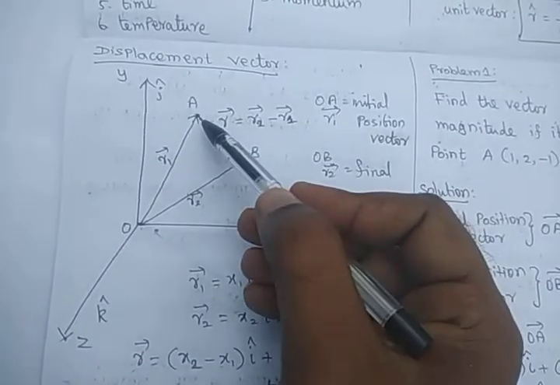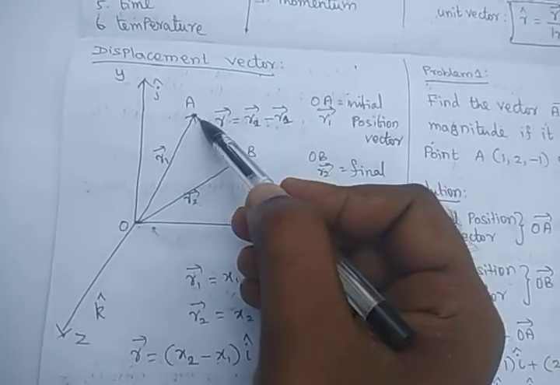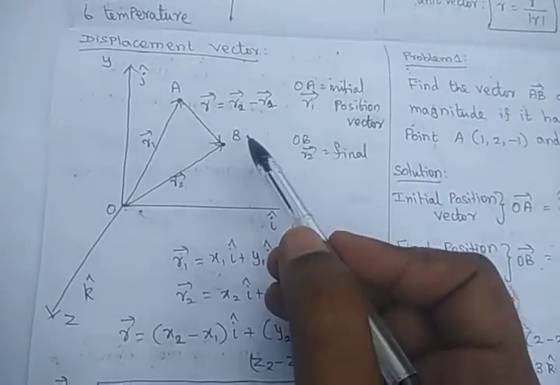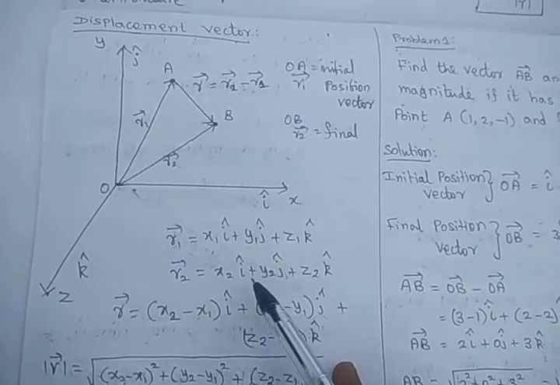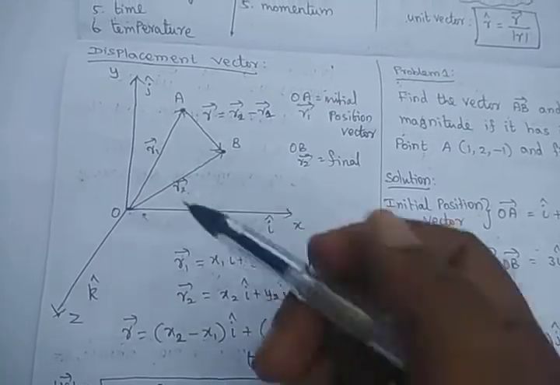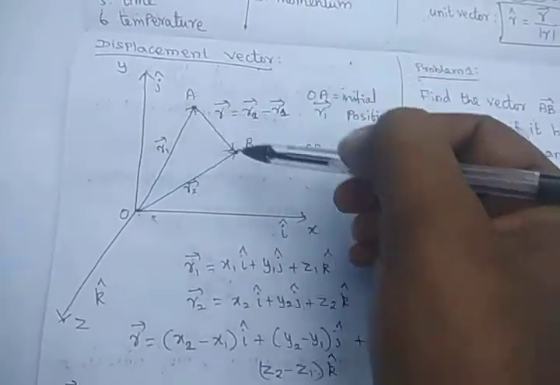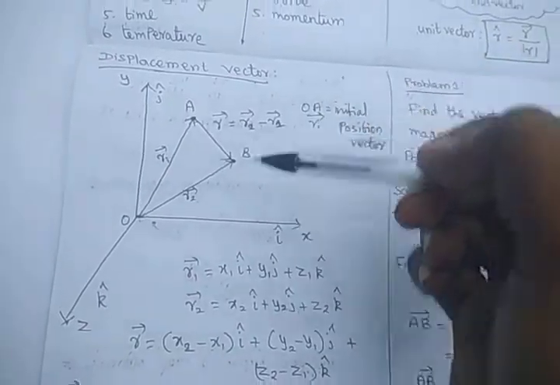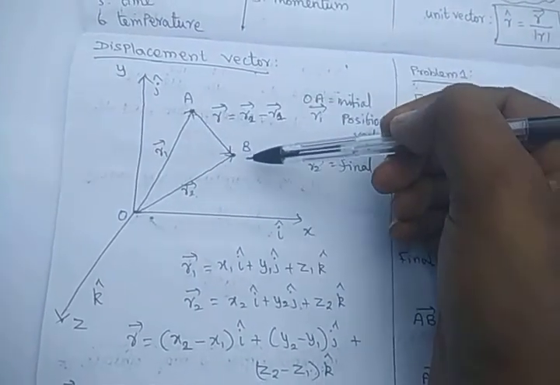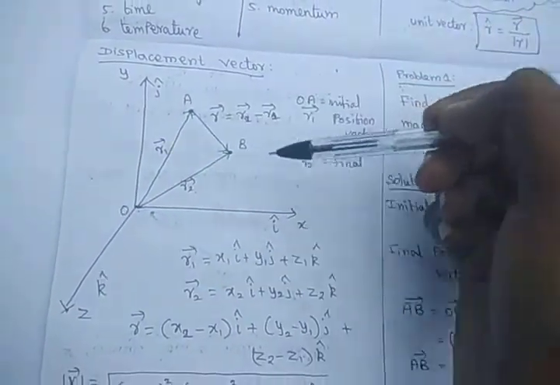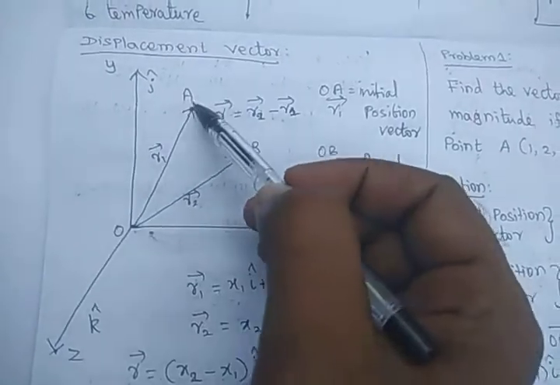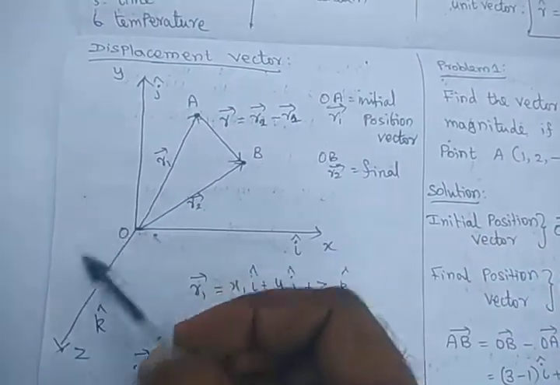So your body is moved from the A position to the B position. How can we represent this? The r2 vector is equal to x2 i cap plus y2 j cap plus z2 k cap. So what is the distance between A and B? What is the displacement between A and B? The body is displaced from initial point A to final point B. Very simple, students.